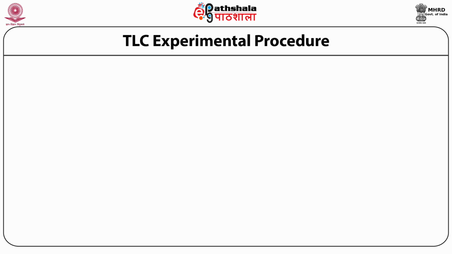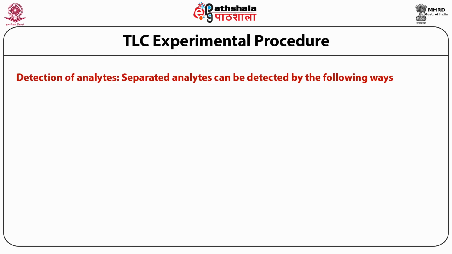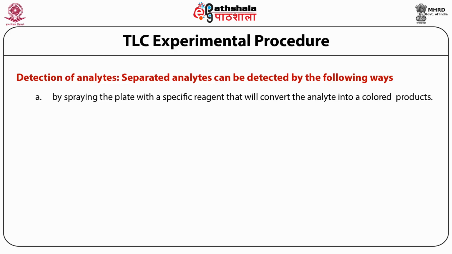So once the separation of the lipids has taken place on the TLC plate and you remove the plate from the glass chamber, you can detect the analytes in the ways that are listed here. There are different ways by which you can do it. You can spray the plate with a specific reagent that will convert the analyte into a colored product that is visible to the naked eye.